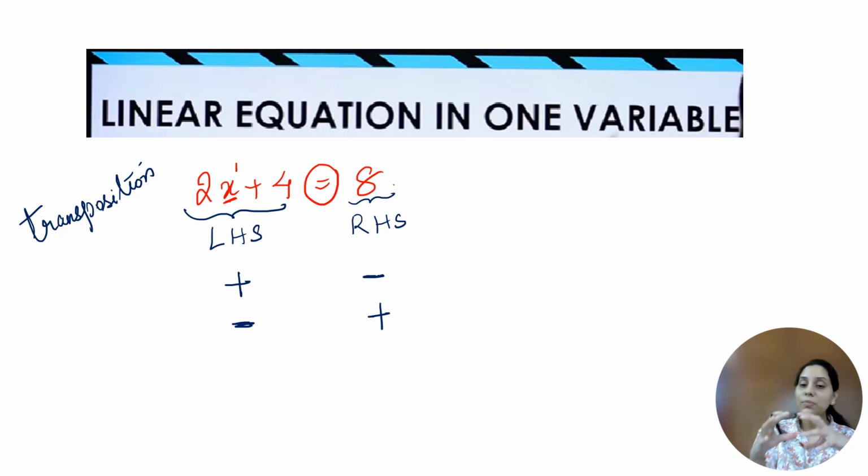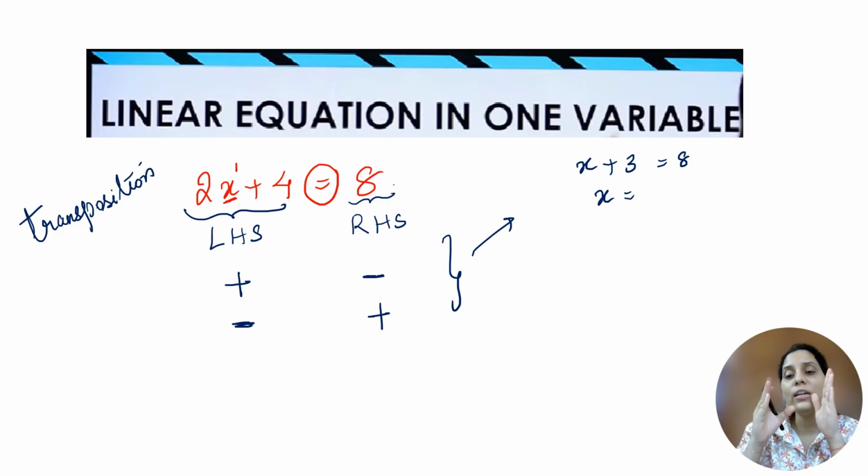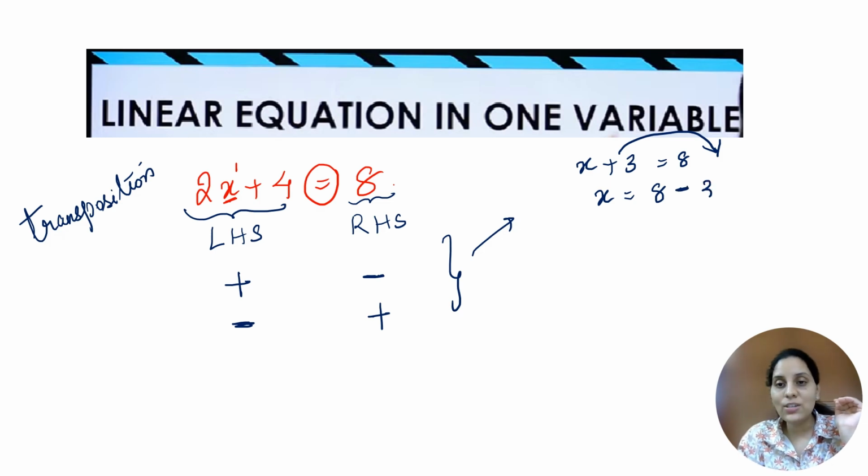Now, when something is multiplying on one side, first let us take some examples. If I have x plus 3 equals 8, I need to find x. To find the value of the variable, you need to transfer every term one by one to the other side. First I write what it has. Then since it is plus 3, I am transposing it. It becomes minus 3, so 8 minus 3. This is how we do transposition.